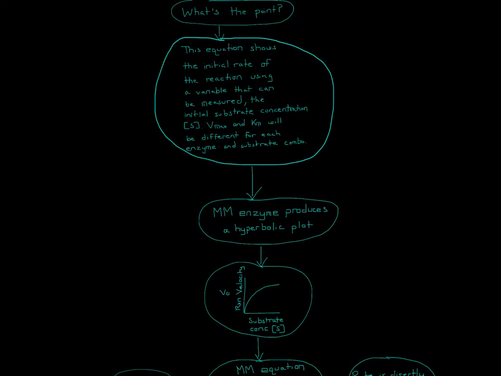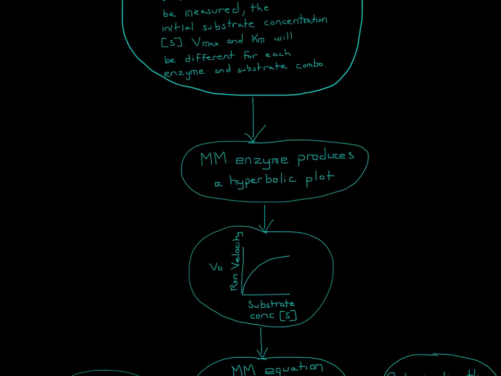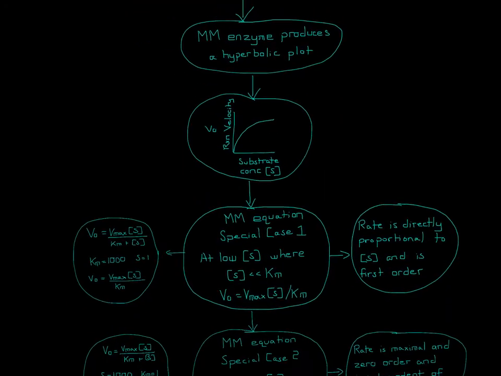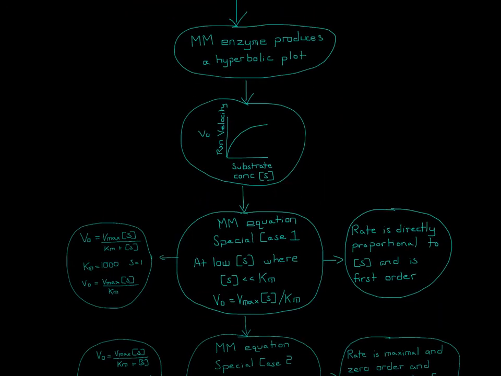So the actual Michaelis-Menten enzyme produces a hyperbolic plot shown right here, right? This is a hyperbolic plot with reaction velocity on the y-axis and substrate concentration on the x-axis. And in the next video, I'll talk about special cases using the Michaelis-Menten equation.